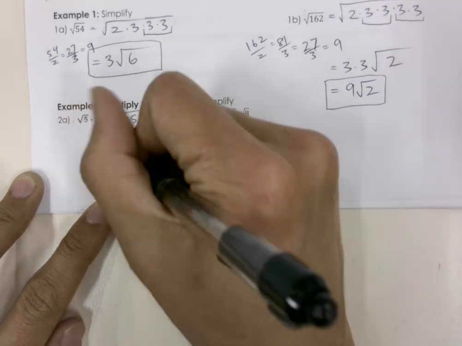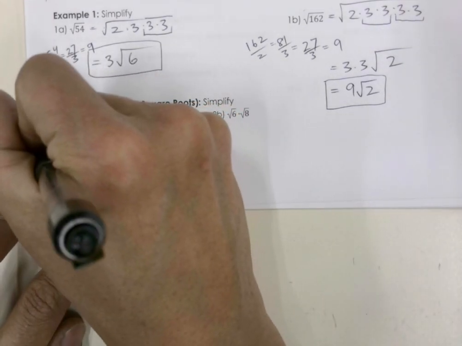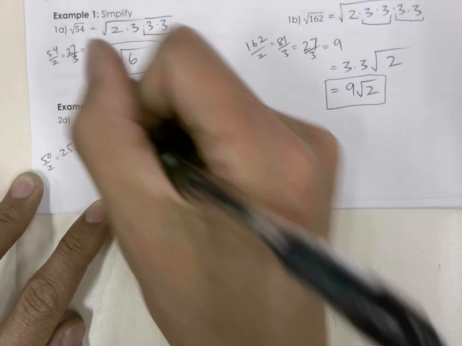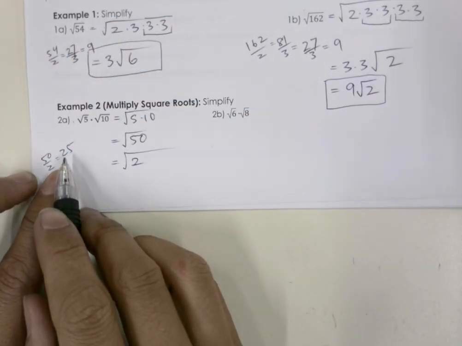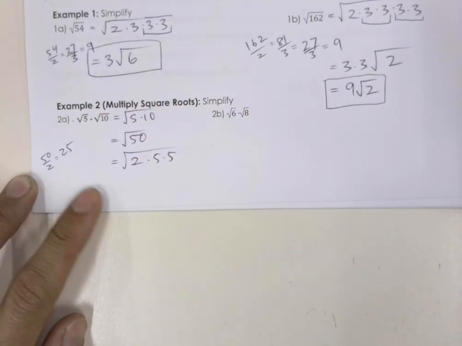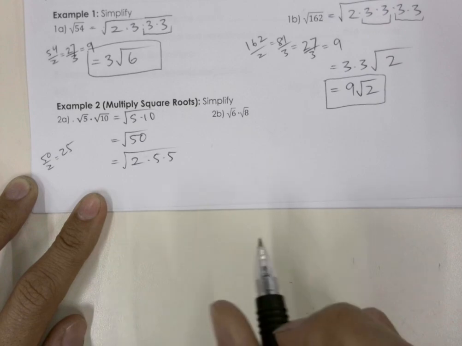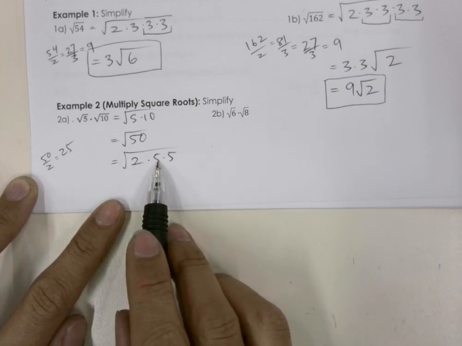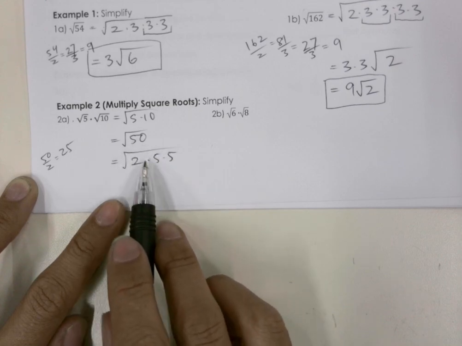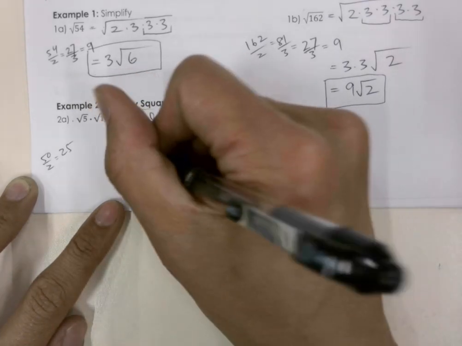50 is even, so I'm going to pull a 2 out. That leaves me with 50 divided by 2 is equal to 25. Now 25, its factors are 5 times 5, so I'm going to pull out a 5 and a 5. Right? Now we take a look and we double check. So 2 times 5 is 10. 10 times 5 is 50. So yes, we're fine.